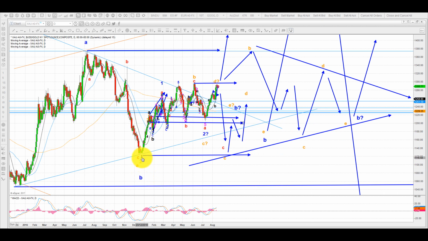So if we had a B ending here, that's our A, that's our B. We are effectively now in a giant C going up that will see gold continue to run up and basically blast above 1380. We will then use this wave count 1, 2, and that's a third wave going up, most likely with many subdivisions of a 1, 2, 1, 2, etc.